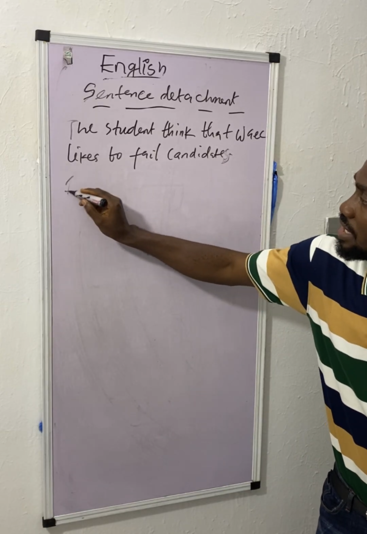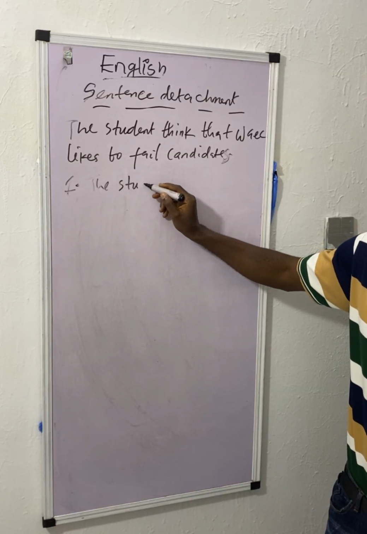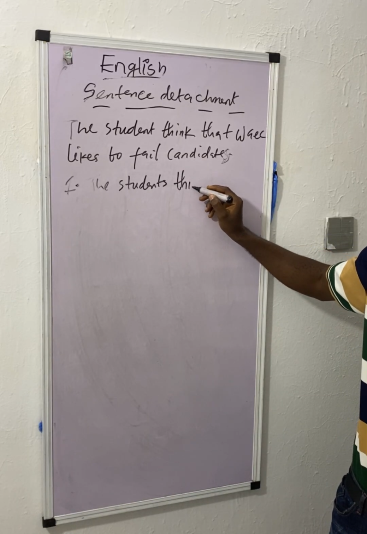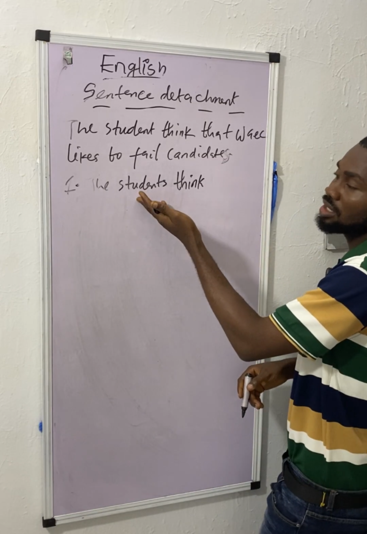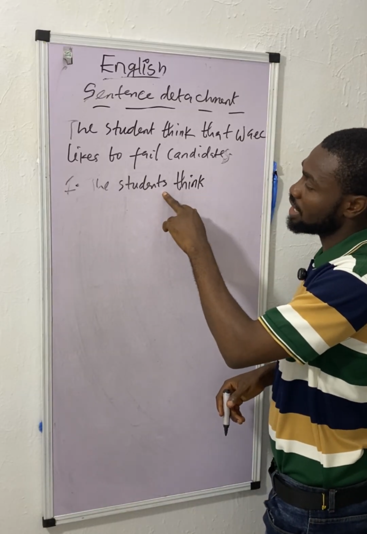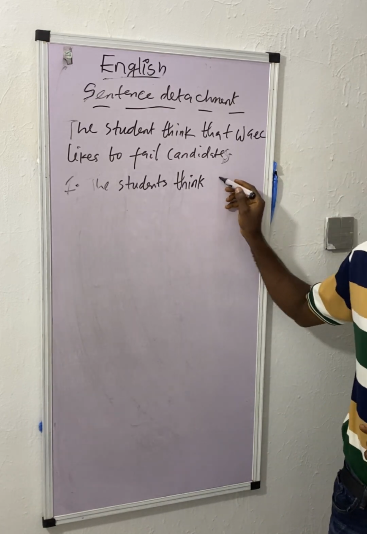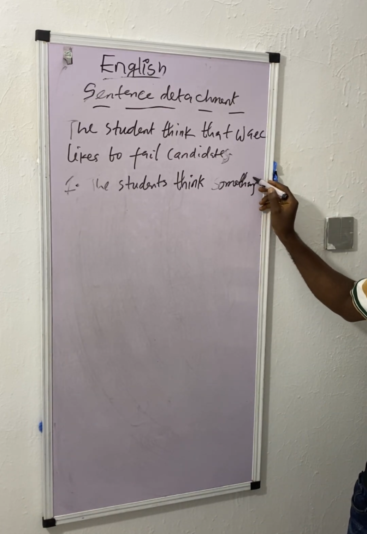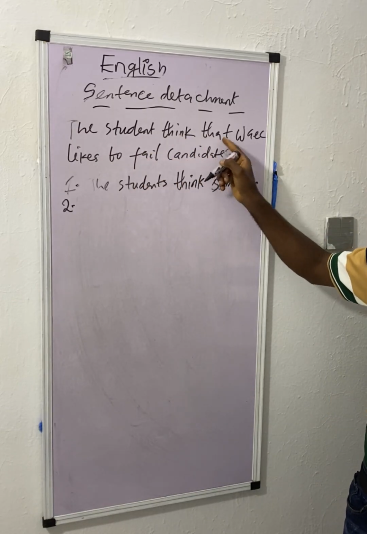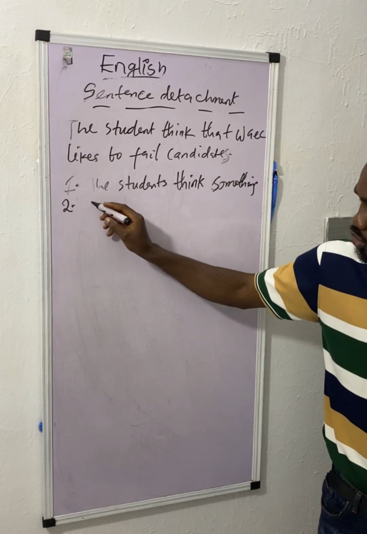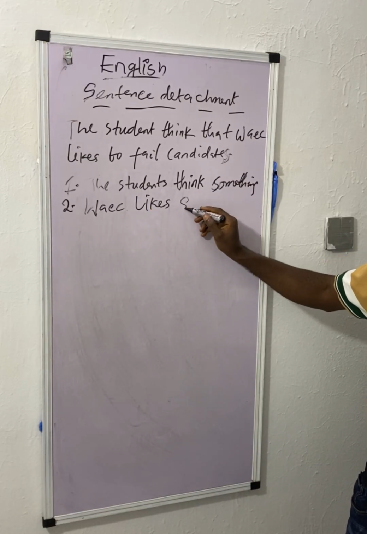The first detail that we are writing out from this sentence is that the students think something. Remember the law of concord, right? The students is the subject, and it's plural, so the verb should also be plural. That's why we are using think here. Think something. Another thing, the second one: WAEC likes something. WAEC likes, grammatical concord again, likes something.